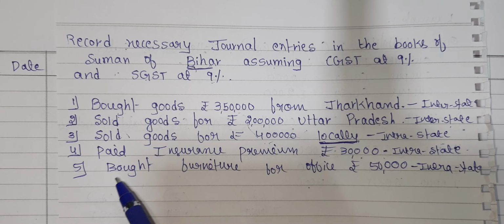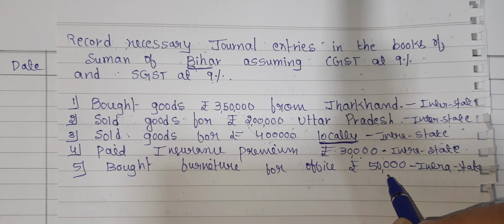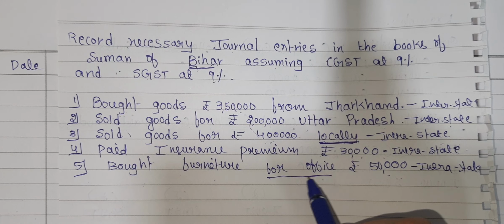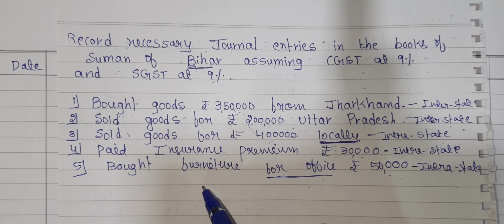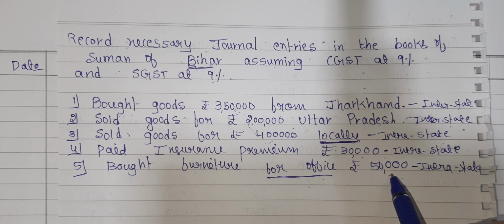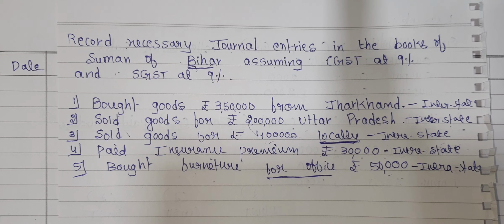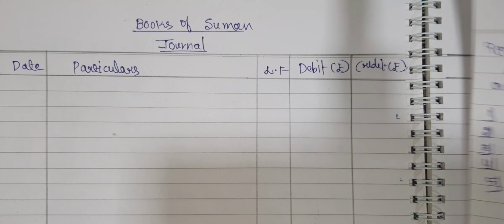Next one, fifth one, bought furniture for office, that is rupees 50,000. For office means Bihar. In Bihar, they bought the furniture for office, that is rupees 50,000. So it also falls under intrastate transaction. Now we will solve the problem.